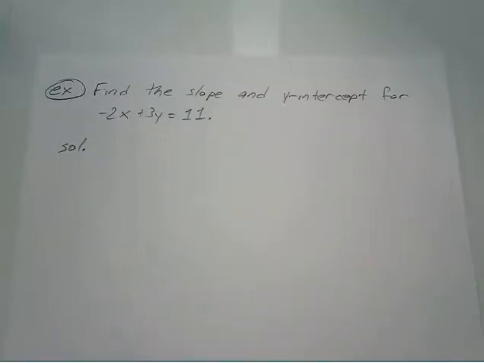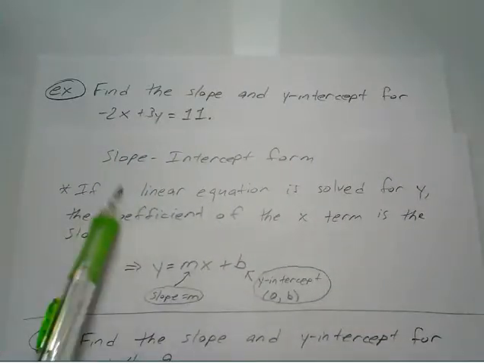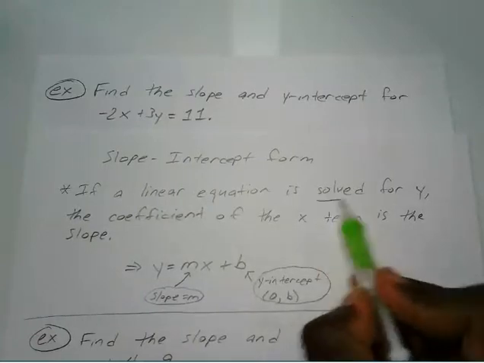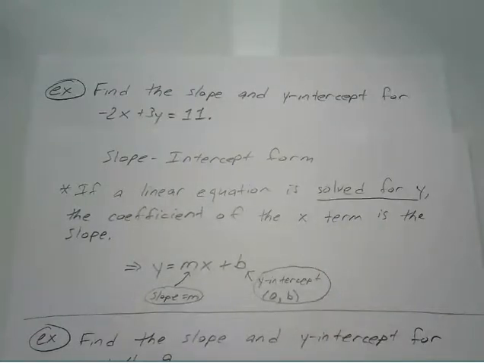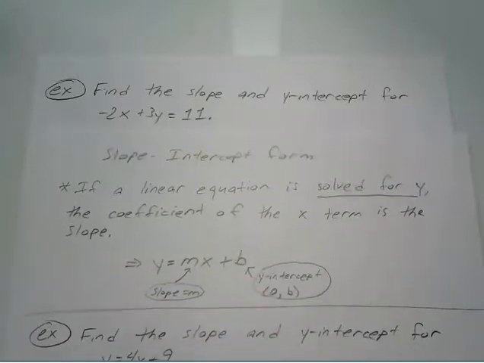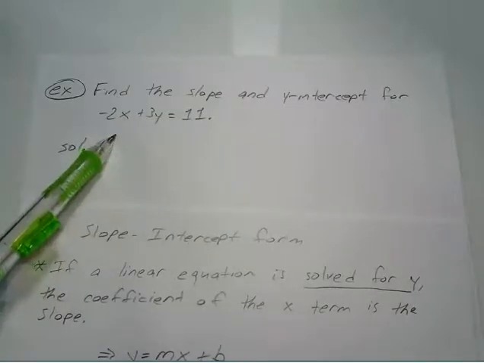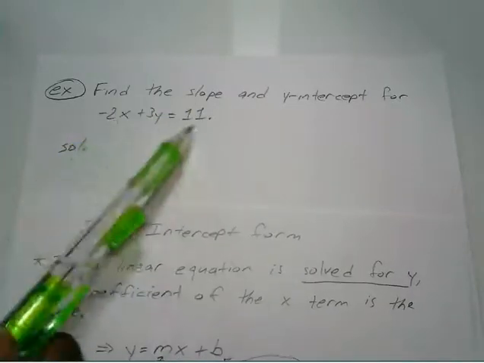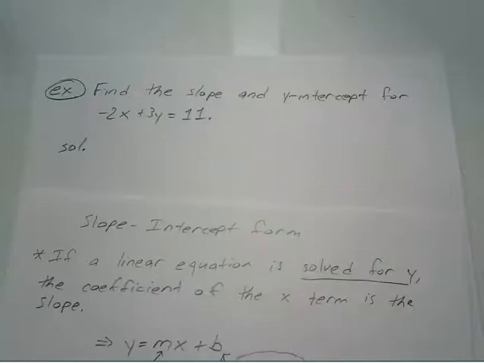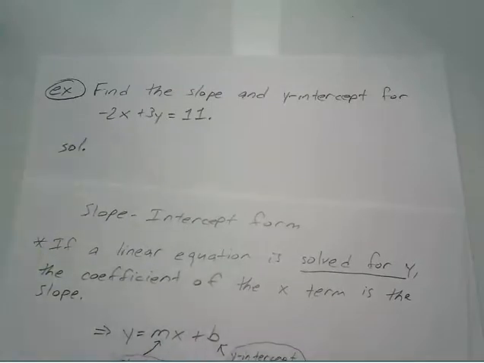Because let's go back a little bit to what we said about finding the slope. We go back to our last page. Remember, the linear equation is solved for y. That's the key right there. It's solved for y. Then the coefficient of the x term is the slope. So if you just come up and automatically say the slope is negative 2, you'd be incorrect because this is not solved for y yet. Okay, so you can't just automatically go to the x and say, oh, the slope is negative 2. It will say it's incorrect. Okay?